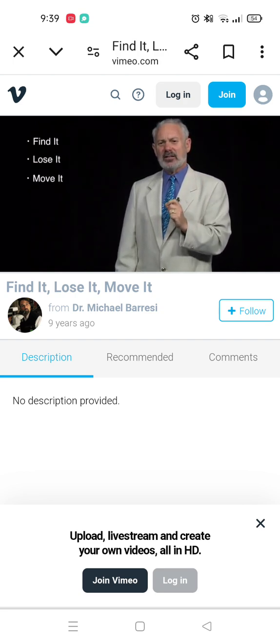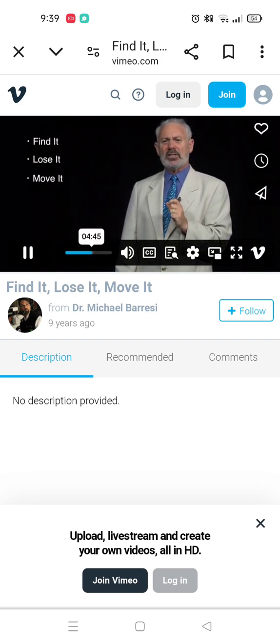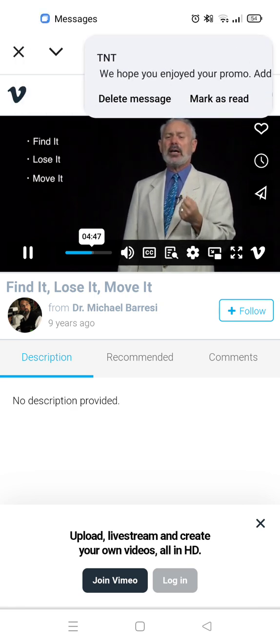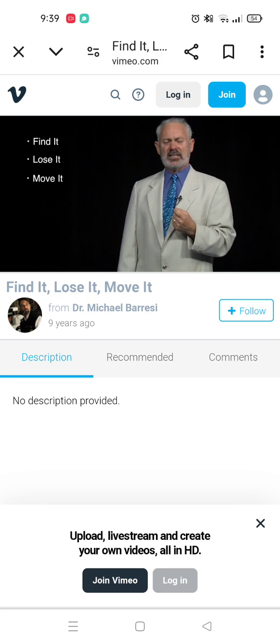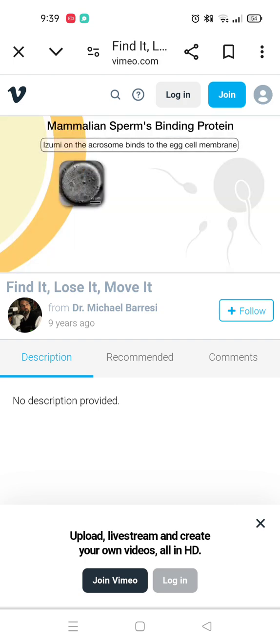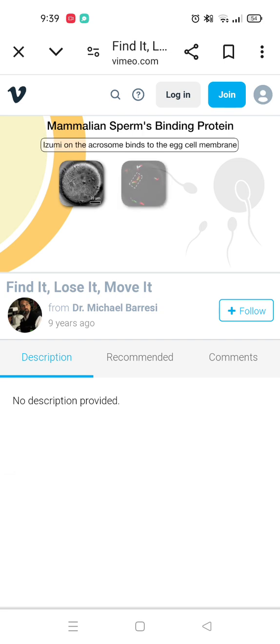Another set of find it, lose it, move it evidence comes from modern experiments done in 2014, looking to see what is the protein on the egg that binds mammalian sperm. Now, it's been known that mammalian sperm has a molecule called Izumo. Izumo is the molecule on the acrosome of the mammalian sperm that adheres to the egg. The question is, what is Izumo binding to? What is the receptor for Izumo?